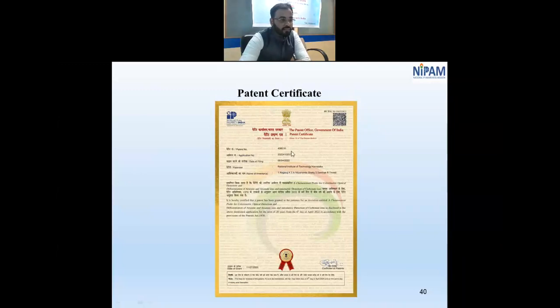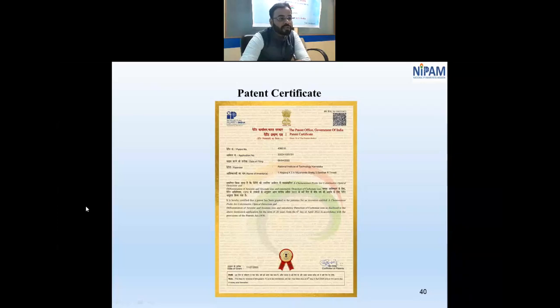As you can see, the patent certificate has a patent number, application number, the date on which this particular application was filed, and the name of the patentee or the applicant. In this case, it is NIT Karnataka. Then the names of inventors, all those who were involved in this particular invention, and the title of the invention. Also mentioned is the term of 20 years from 6th of April 2022. So the certificate defines its validity: this certificate is valid for a time period of 20 years from 6th of April 2022.